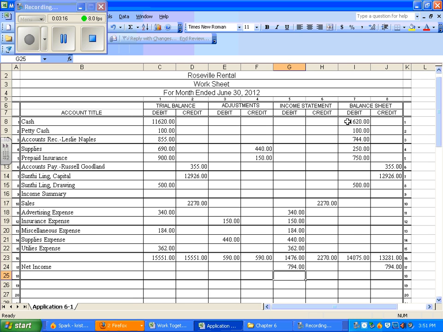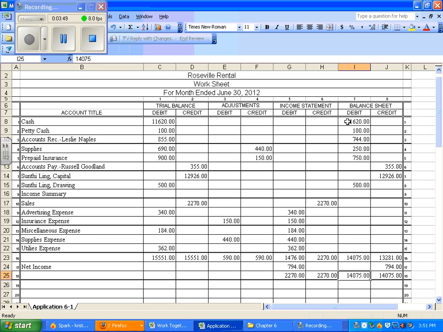Now we're going to total these up, and this is where we need to verify that our debits equal our credits. So $1476 plus $794 is $2270. $2270 plus 0 is $2270. So far, so good. Our debit and our credit column of our income statement agrees. Now we're going to pull over $14,075, and 0 is $14,075, and $13,281 and $794 is $14,075. So our debit and our credit columns of our balance sheet are equal, so we've proved those.